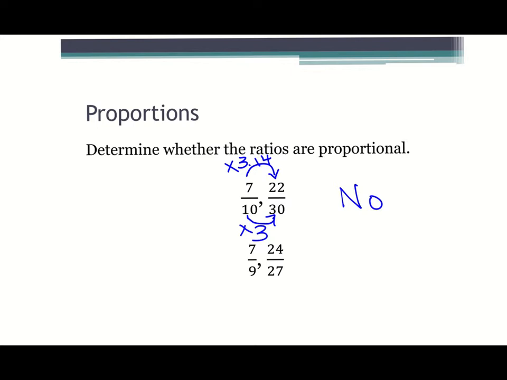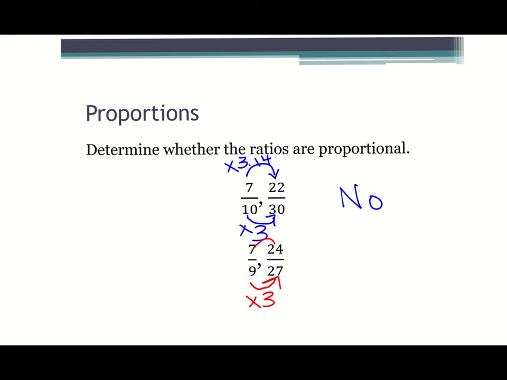Okay, so on this one, I'm going to start on the bottom again because I noticed that when I go from 9 to 27, it's times 3. We have a lot of times 3 going on here. If I go to the top, 7 times 3, once again, is not the number that's there. It's not 24, it's 21.